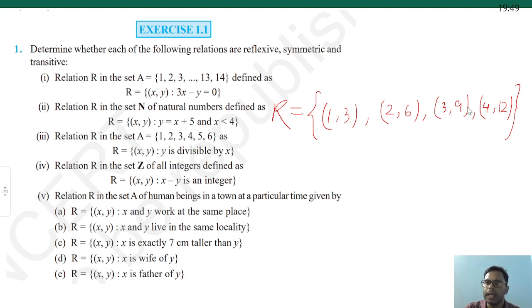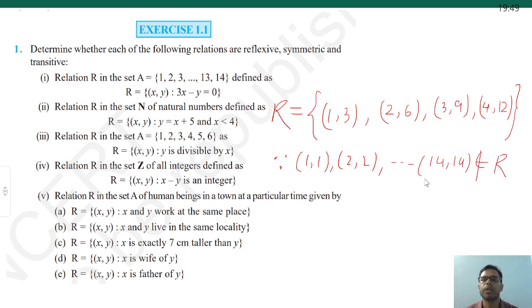এনেকুৱা এলিমেন্ট এটা নাই. তো মই কি লিখিম? Since এটো কন্ডিশনটো যদি লিখি দিয়া, since (1,1), (2,2) and so on up to (14,14), these are not in R. যেহেতু এটো R ত নাই, therefore R is not reflexive. R টো reflexive relation নহয়. First condition satisfied.